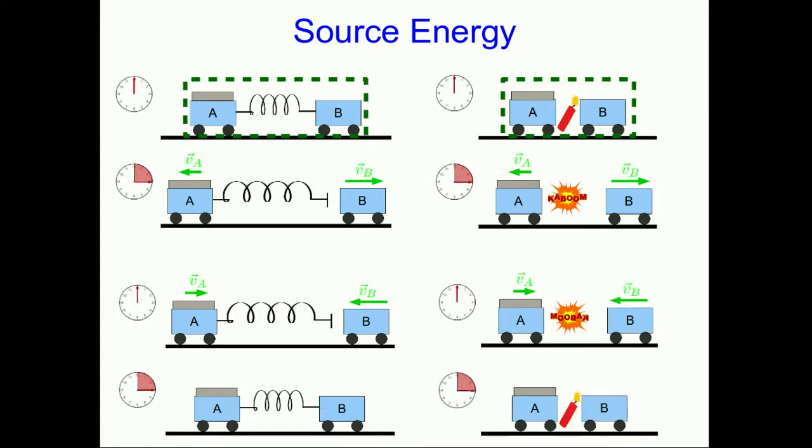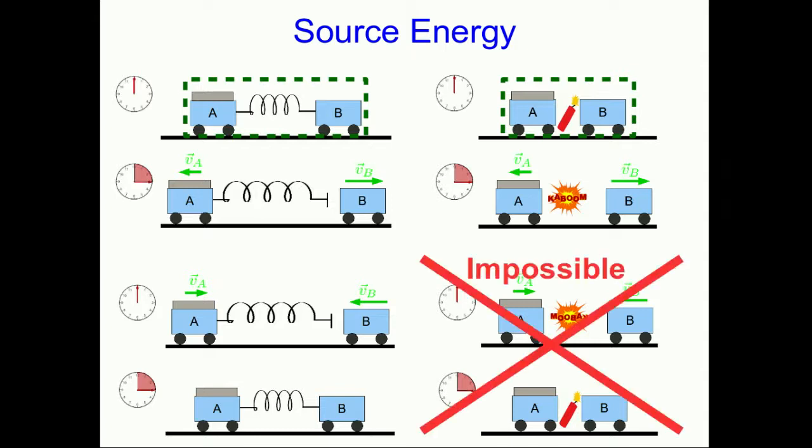However, there is no way you can have the carts move towards each other, make the explosion go in reverse so that it says "moo back" instead of "kaboom," and have the firecracker reform. That's impossible. And so the conversion of the chemical energy into the kinetic energy of the carts is irreversible, as opposed to the reversible transformation of the spring potential energy into kinetic energy of the carts.